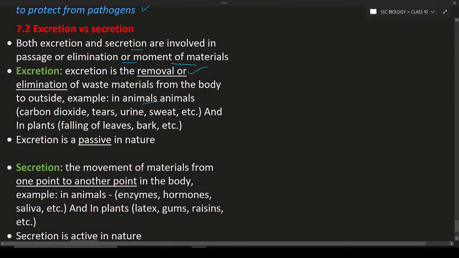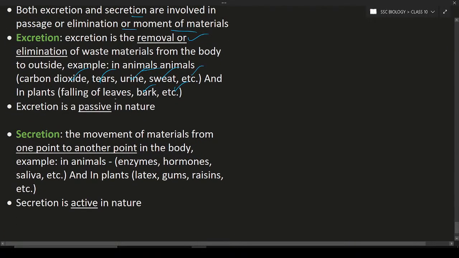For example, in animals, carbon dioxide, tears, urine, sweat, etc. are waste materials that get excreted. And in plants, the falling of leaves, bark, etc. are also excreted in this method. Next, excretion is passive in nature. Passive in nature, and it doesn't require energy. In the passive process no energy is required, but secretion requires energy.